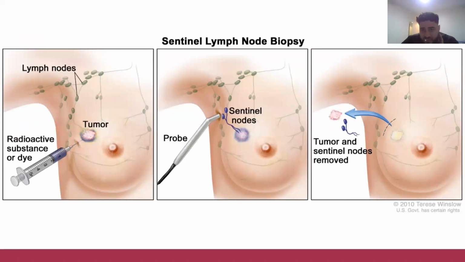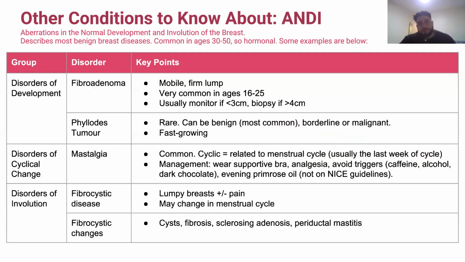So this is just an example diagram laying out what a sentinel lymph node biopsy is. So injecting the radioactive substance into the tumor and allowing the substance to drain to the local sentinel nodes to see if the tumor is linked to these nodes. So the final two slides, now that we're at the end, is just sort of all the other conditions in breast.